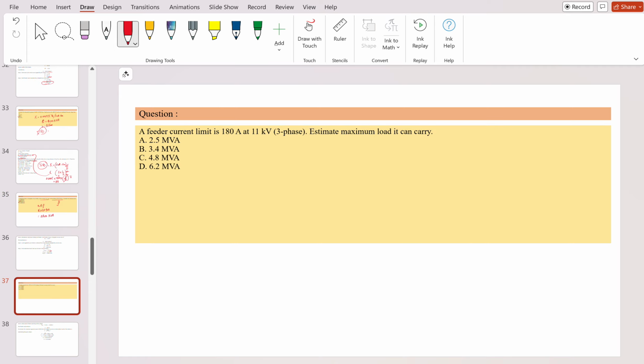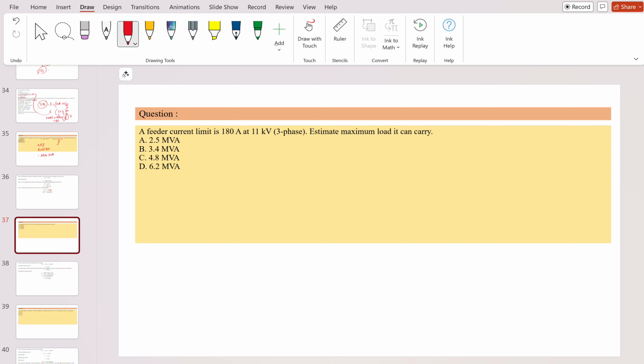Let's move forward. This is a different kind of question. Here you just have to tell me the maximum loading it can carry.